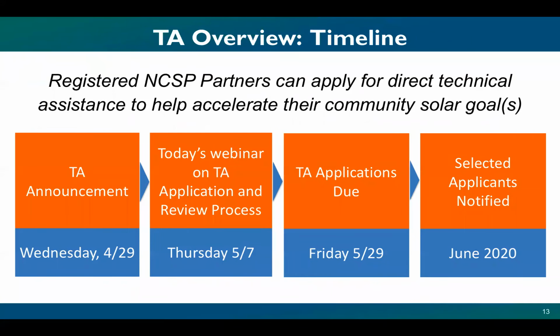So the timeline for the technical assistance process is as follows. The application is live online now. We're having a webinar today to give an overview, walk through the application, and answer questions. And then very importantly, the applications are due on Friday, May 29th at midnight Eastern time. After that, we'll begin reviewing the applications and we'll begin to notify selected applicants in June.